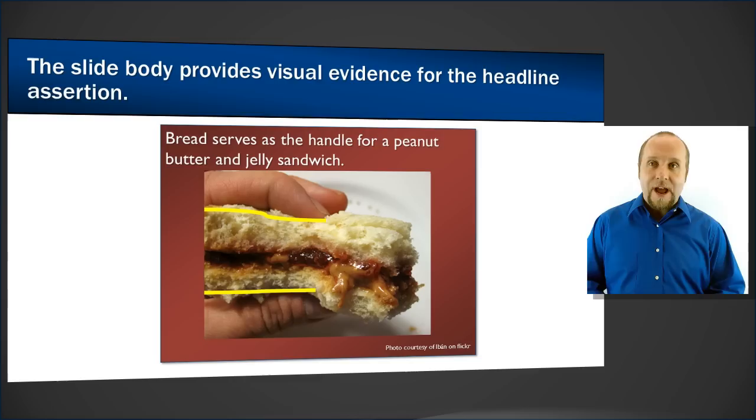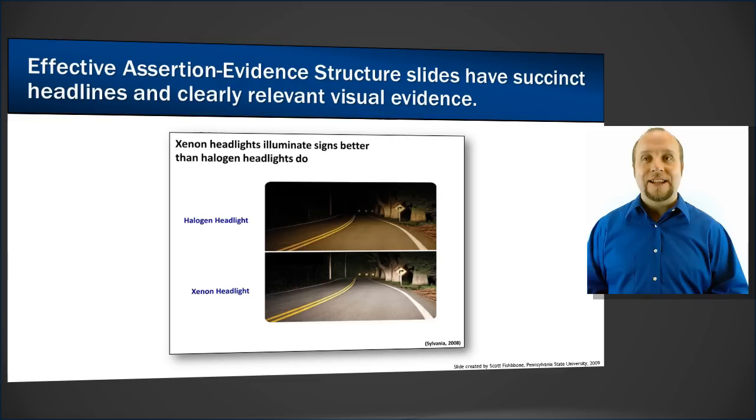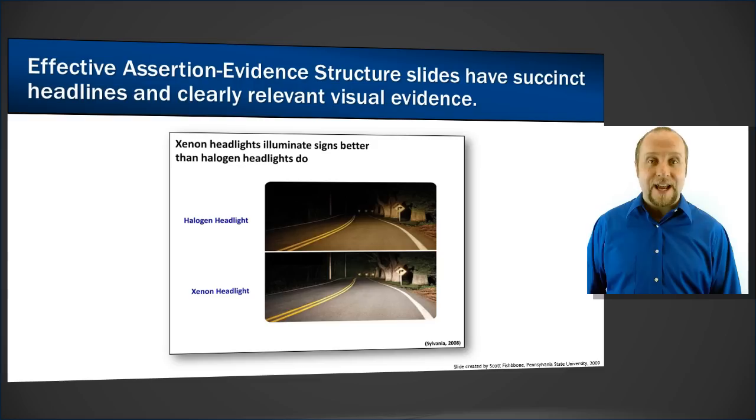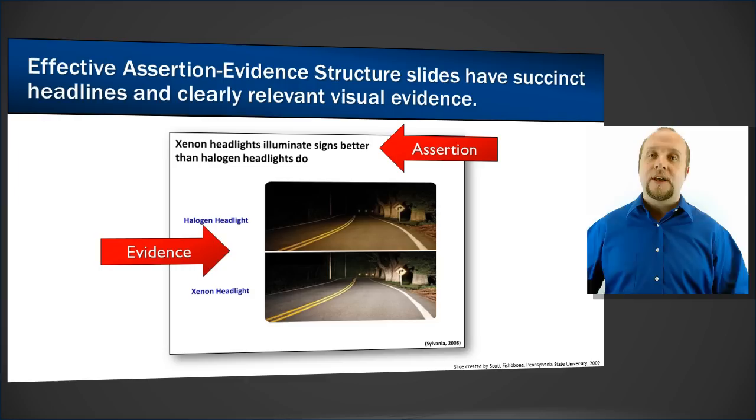Effective assertion evidence structure slides have succinct headlines and clearly relevant visual evidence. And that is the key, clearly relevant visual evidence. So here we have a clear and concise headline followed by visual evidence that unquestionably supports the assertion made in the headline. Here's another one.